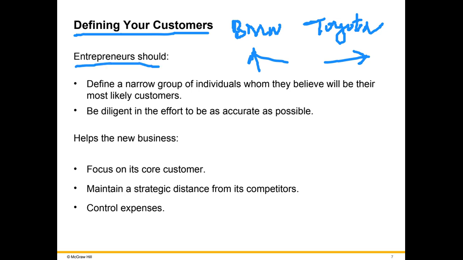So entrepreneurs should define a narrow group of individuals whom they believe will be their most likely customer. So BMW, Ferrari, Lamborghini, they know that their narrow customer line is profitable. So they do not need to make thousands of cars to compete with Toyota, but they have a handful, a narrow group, which is profitable enough for them. They have to be diligent in their efforts to be as accurate as possible.